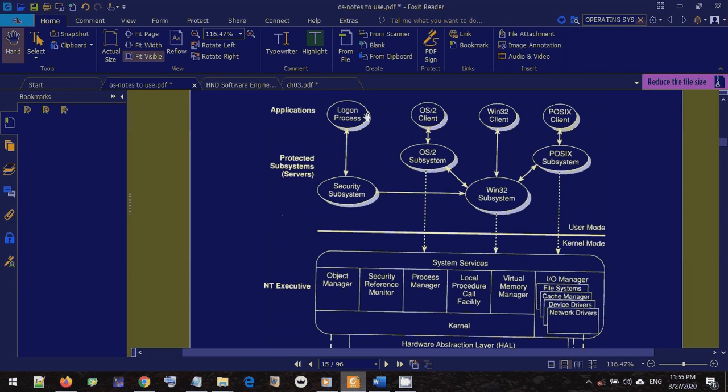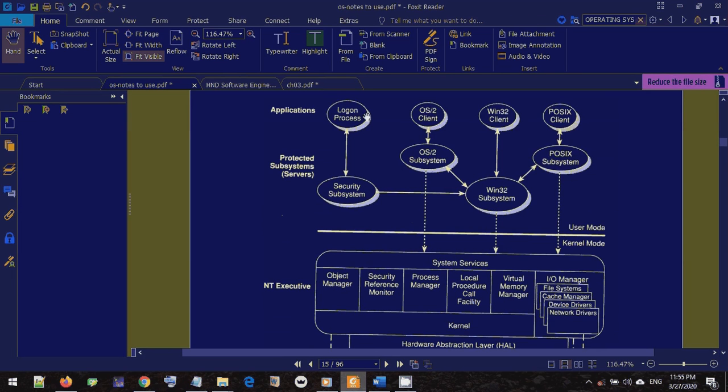Now, there are two main structures of operating system. So there are two main designs of operating system. We have the monolithic model and the client-server model. Let us start with the monolithic model.